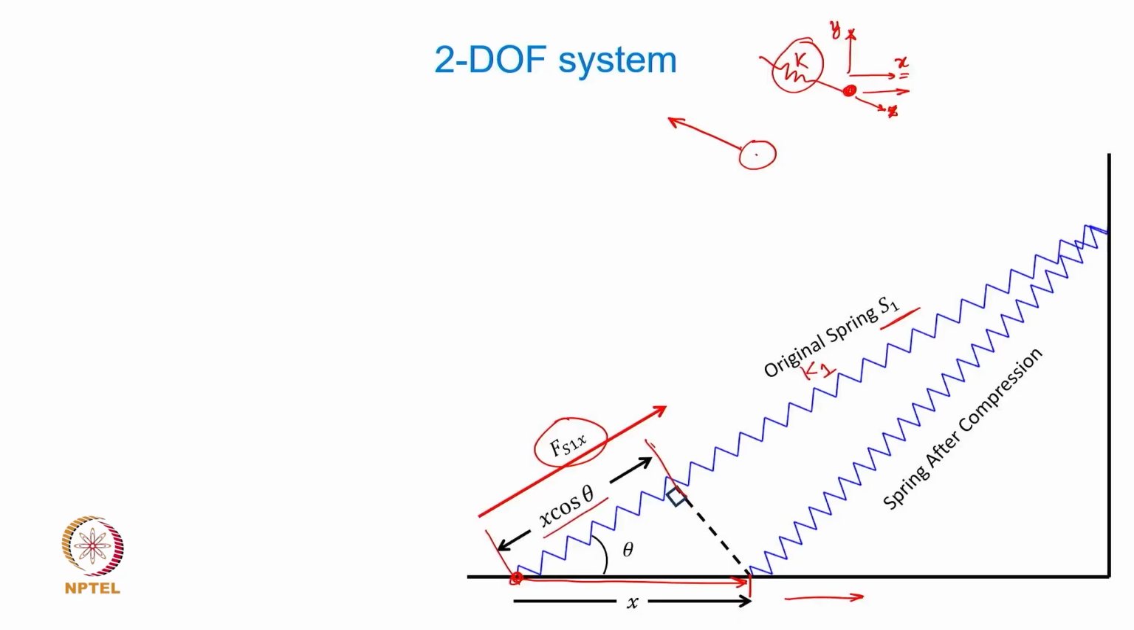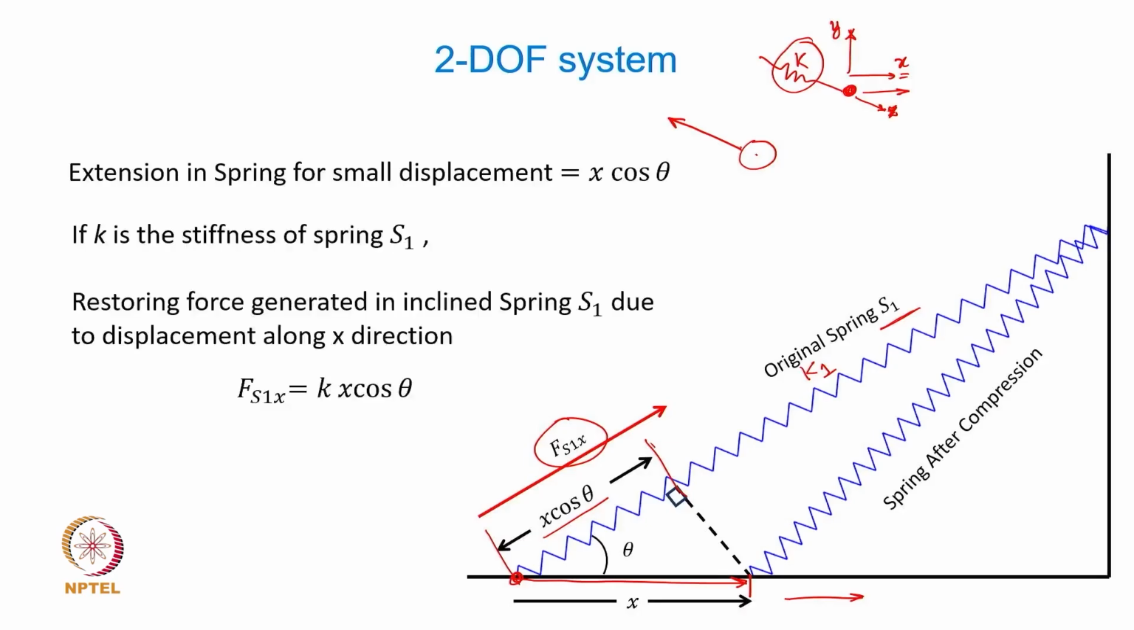So Fs1x, which means the restoring force in the spring S1 due to a displacement x in the x direction, is going to be x cos theta into k1. So this is how the stiffness of the spring generates restoring force, but it should be understood that the spring is inclined to the x and y directions, so we have to account for that inclination, and that gets accounted for by using this cos theta term, right.